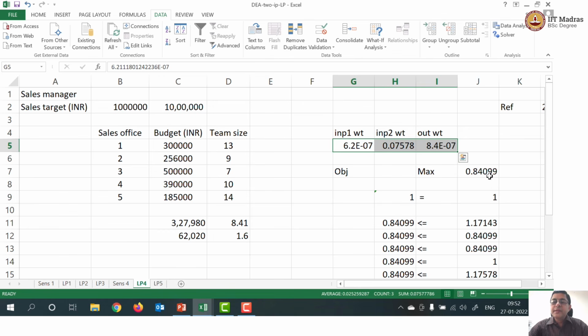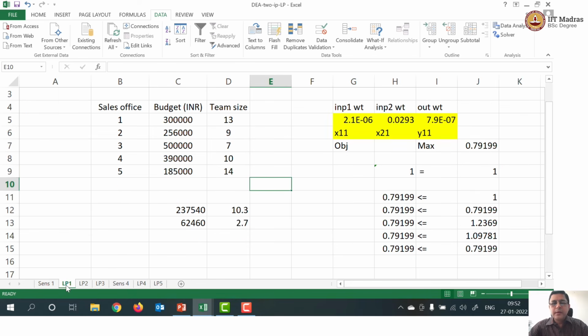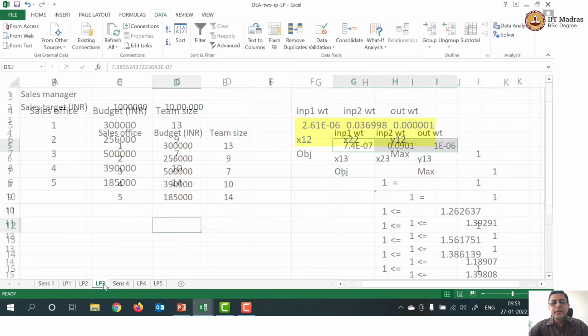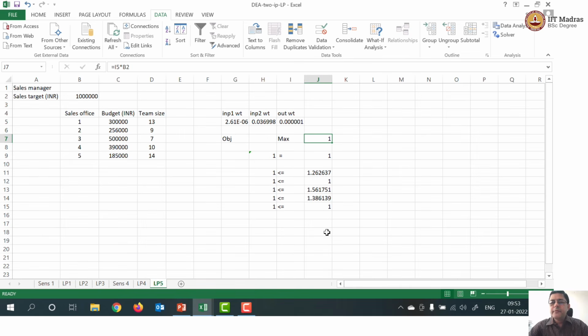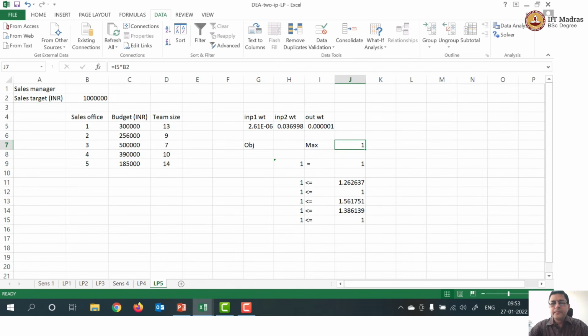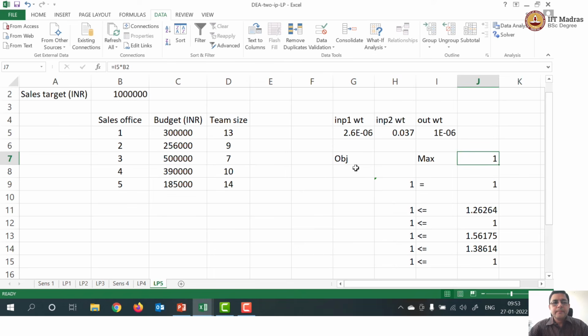But using their best possible combination of input weights and output weights, sales office 4 is able to report only an efficiency of 0.84, not 1. Therefore, I must call sales office 4 inefficient. So far, what have we figured out? Sales office 1, inefficient. 2 and 3, efficient. 4 again, inefficient. 5 turns out to be efficient.